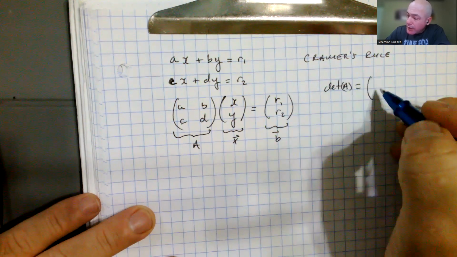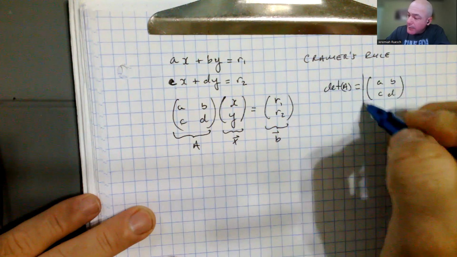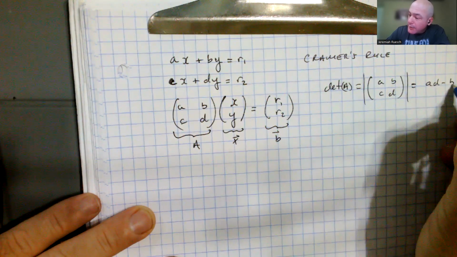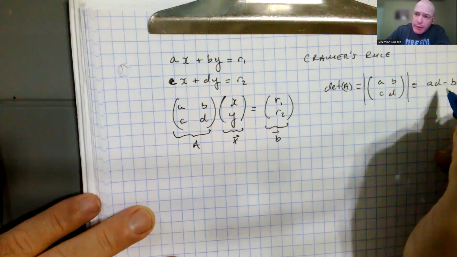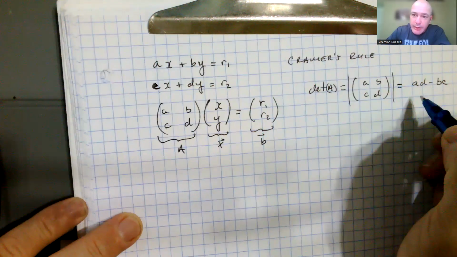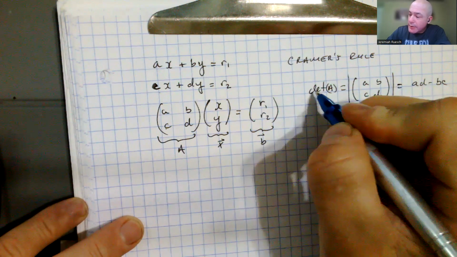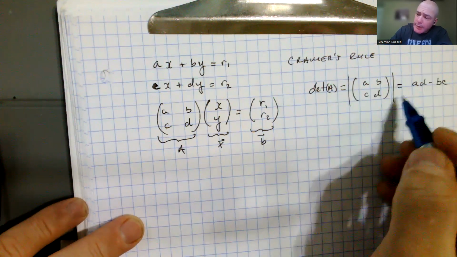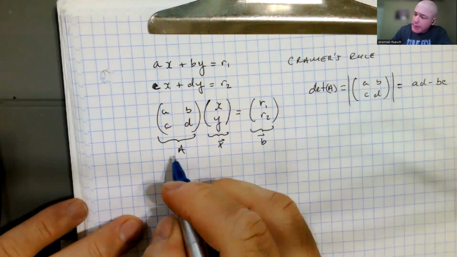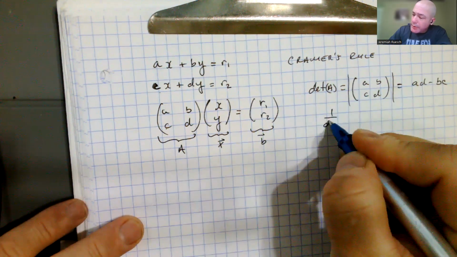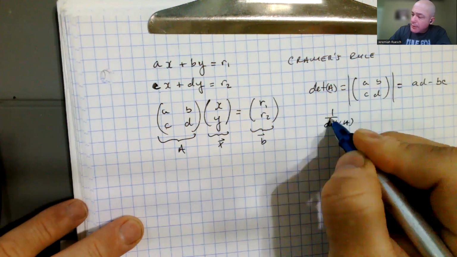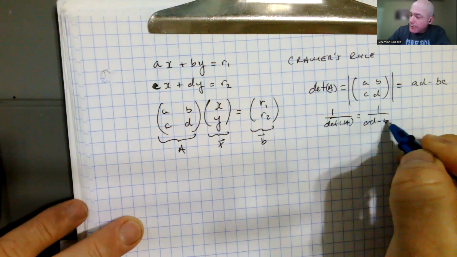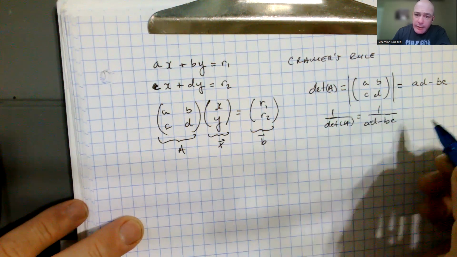So the determinant of A is equal to A, B, C, D. So we have AD minus BC. Okay. And we're going to obviously assume that that's not equal to 0. Otherwise, this system is not solvable. It does not have a unique solution. So that being said, 1 over the determinant of A is going to be equal to 1 over this mess, AD minus BC. Okay. So we'll be using that in just a second.